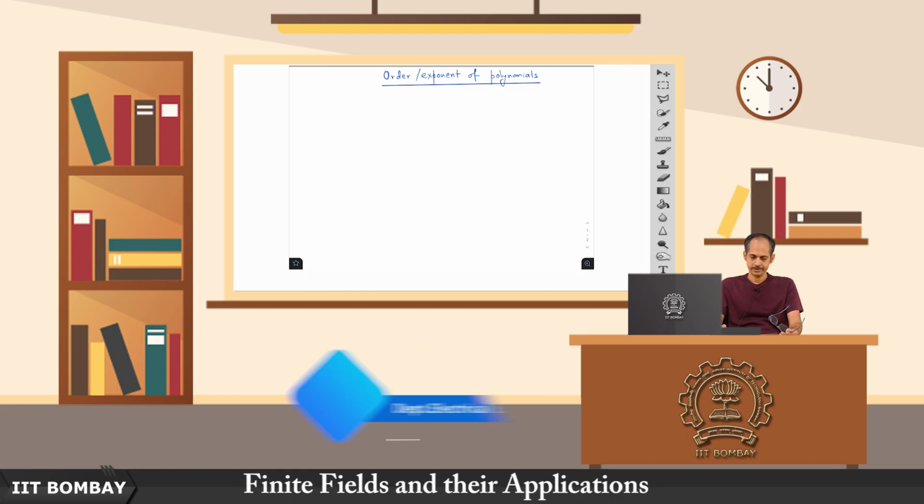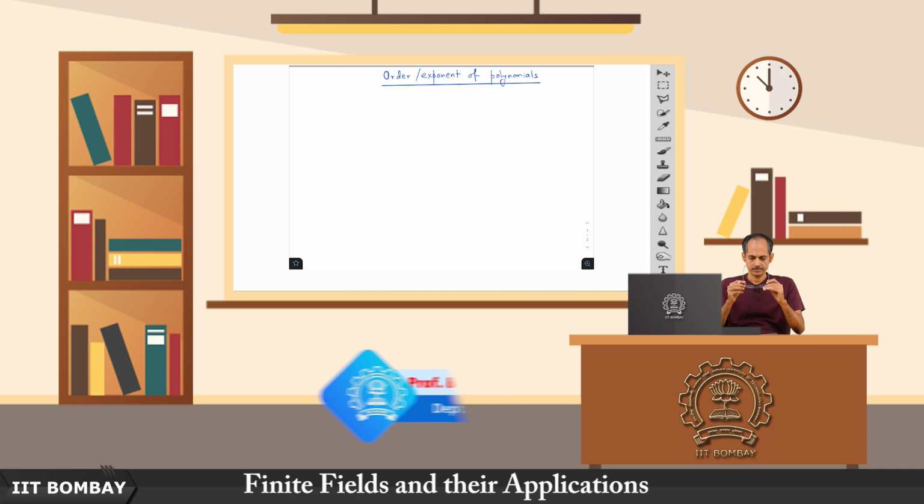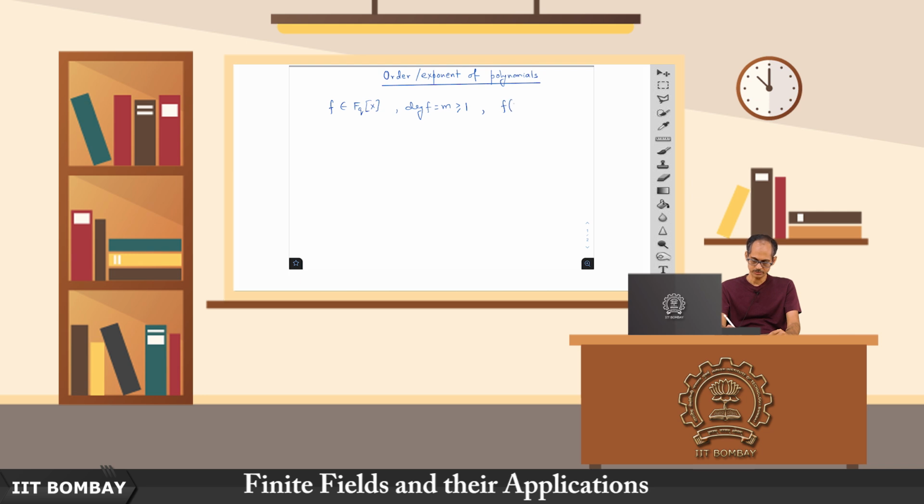Hello everyone. Today we are going to discuss order or exponent of polynomials over finite fields. So, let us consider a polynomial f over finite field Fq, which has degree m, which is greater than or equal to 1, and suppose it has a non-zero constant term. That means f of 0 is not equal to 0.